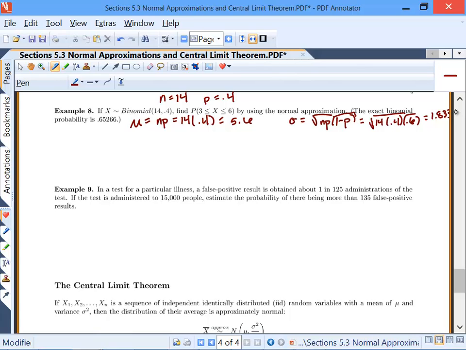And I guess before I start using this normal approximation, what am I supposed to check? Before I can use the normal approximation, I need to check: is n times p, which is 5.6, greater than or equal to 5? And n times 1 minus p gives me 8.4, and that is at least 5 as well. So we've met our assumptions to use the normal approximation.